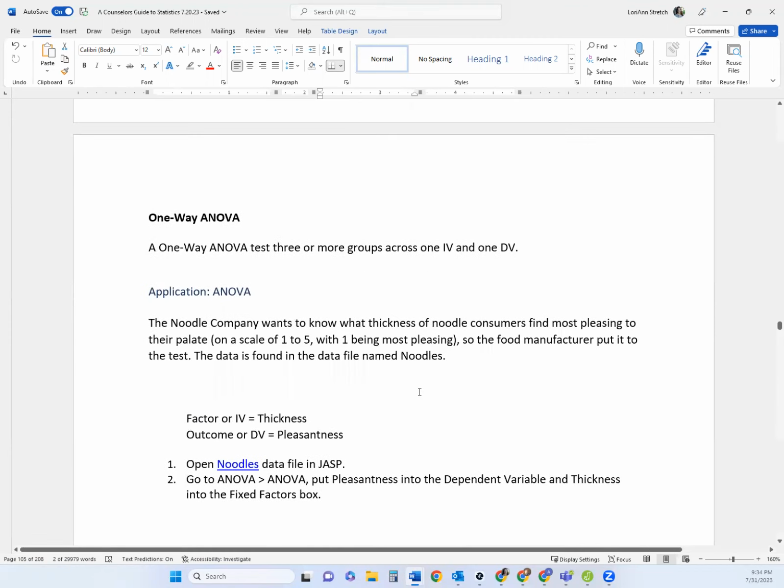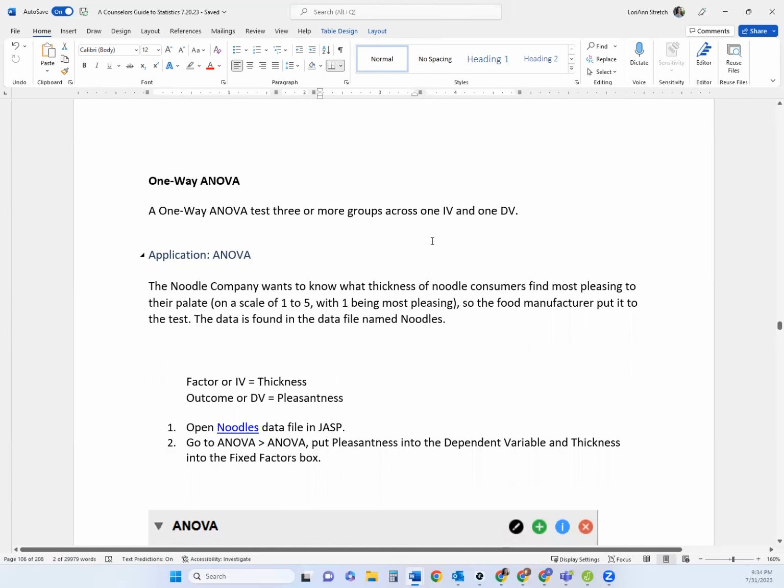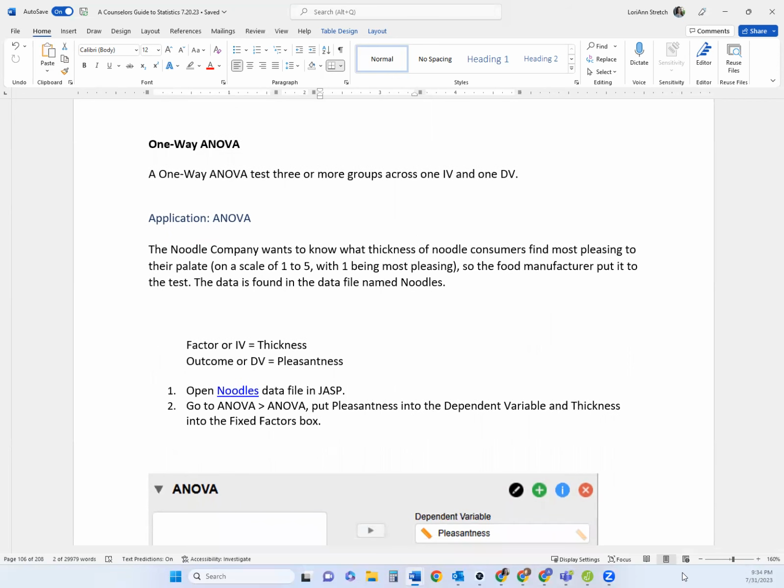So let's take a look at one-way ANOVA. As I mentioned, a one-way ANOVA is a test of three or more groups across one independent variable and one dependent variable. In this particular example, we're going to look at a study done by a noodle company, who wants to know what thickness of noodle consumers like the most, which they find the most pleasing. Now, on this scale, it's 1 to 5, with 1 being the most pleasing. So the food manufacturer puts it to the test, and they want to see which one's going to be the most liked by the consumers.